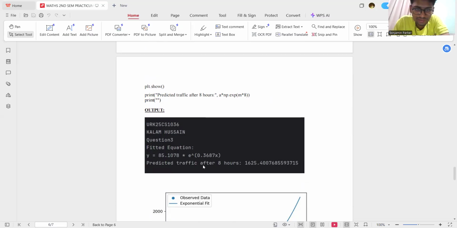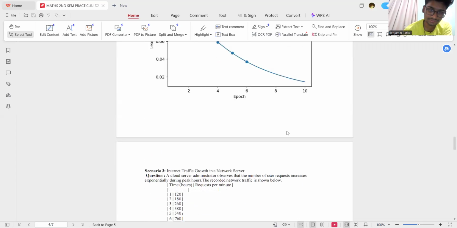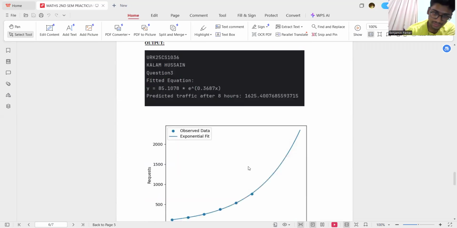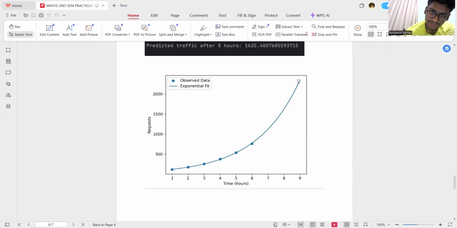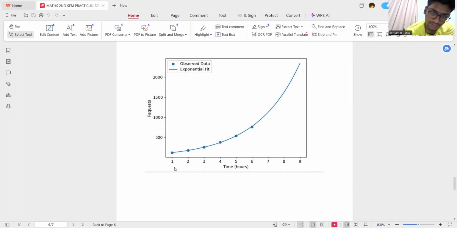The fitted equation of the question is y is equal to 85.1078 times e power 0.3687x, and the predicted traffic after 8 hours is 1625.40, sorry, the predicted is in requests per minute. Here we go, which is given. These values have been arranged accordingly to the graph which has been described there.